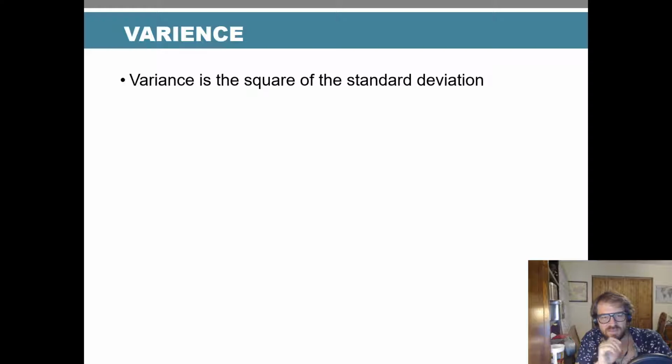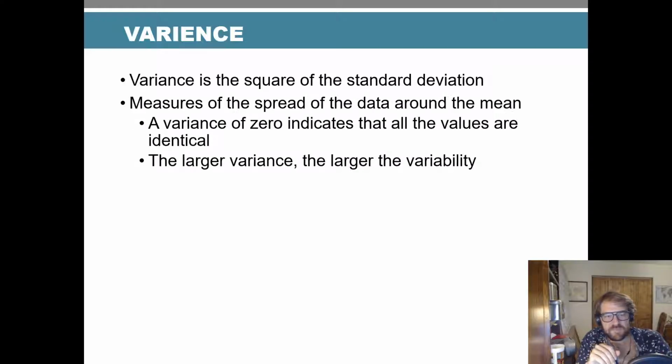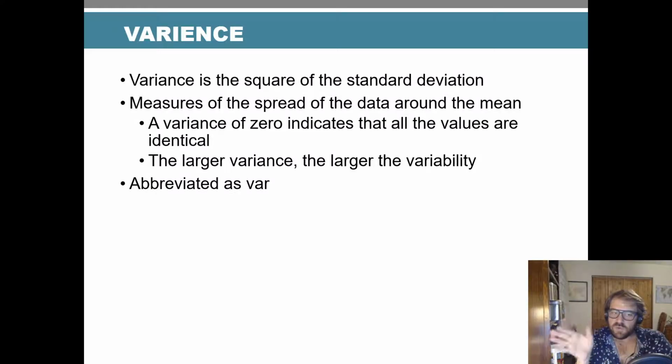Variance is the square of the standard deviation. That's it. It's the square of the standard deviation. It measures the spread of data around the mean, just like standard deviation. A variance of 0 is going to also indicate that all the values are the same, just like standard deviation. Also, just like standard deviation, the larger the variance, the larger the variability. Really, the main difference here is one is the square root of the other. Standard deviation is the square root of variance. That's the main difference between the two.